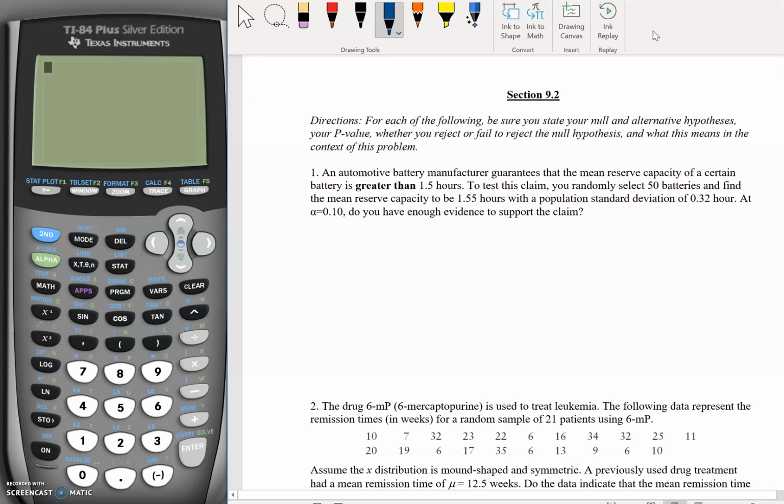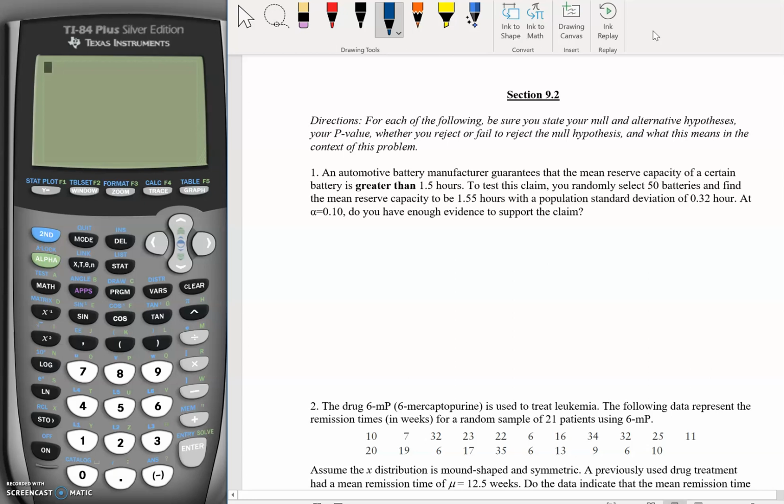All right, so these are the exercises that you've got for 9.2. This should be already in your possession. What we're going to do for these is a little bit more practice on running hypothesis tests. The directions say for each of these, go through the full thing: null and alternative hypotheses, find the p-value. It's probably a good idea to mention our test statistic as well, state whether we reject or fail to reject the null, and then say what this means in the context of the actual problem.